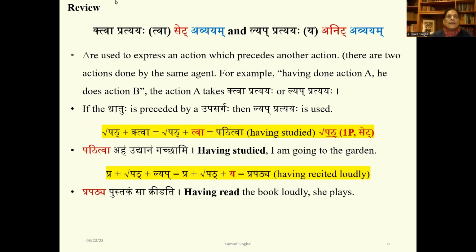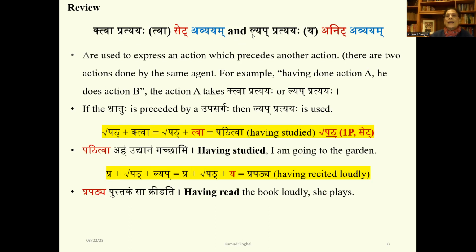Okay. Then we talk briefly about the next krit pratyaya, which is ktva. After the it letters, the ka is an it letter, only tva remains. This is also set, and it forms an avyaya. And then another, lyap. Here again, la and pa are it letters, only ya remains. This pratyaya is anit, but both of them form an avyaya. And they are used in the same sense. There's one difference, which I will come to.